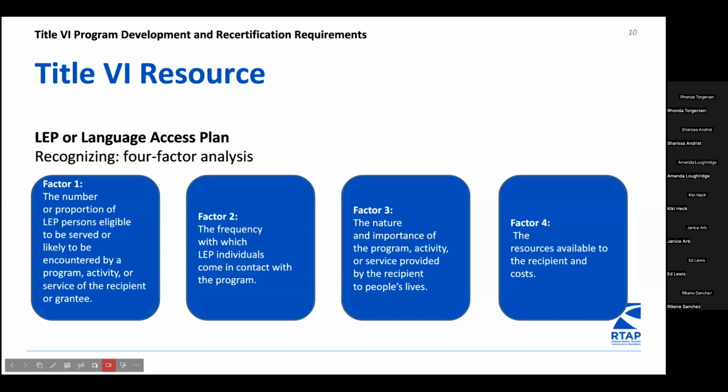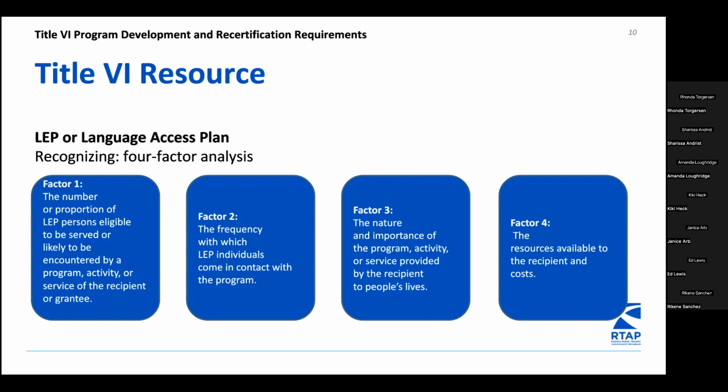Okay, so the first step that we're going to cover is the four-factor analysis. And the four-factor analysis is the first step in developing an LEP or language access plan, and it's the process to identify LEP populations within a service area and the significance of the agency's services to that community or population. While every step of the process is important, I do want to highlight specifically factor 1 and 2. These two both use data and reporting to identify LEP communities and how often they interact with agencies. And that's significant because it'll shape the rest of the plan.